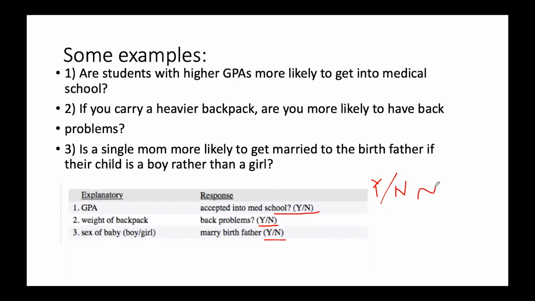And then you are regressing that response variable on explanatory variables. Those variables can be quantitative, or they can be categorical. It can be quantitative, like GPA or weight of backpack, or it can be a categorical variable or even a binary variable, like the sex of the baby. So you can see here, these are the situations in which you can use logistic regression.